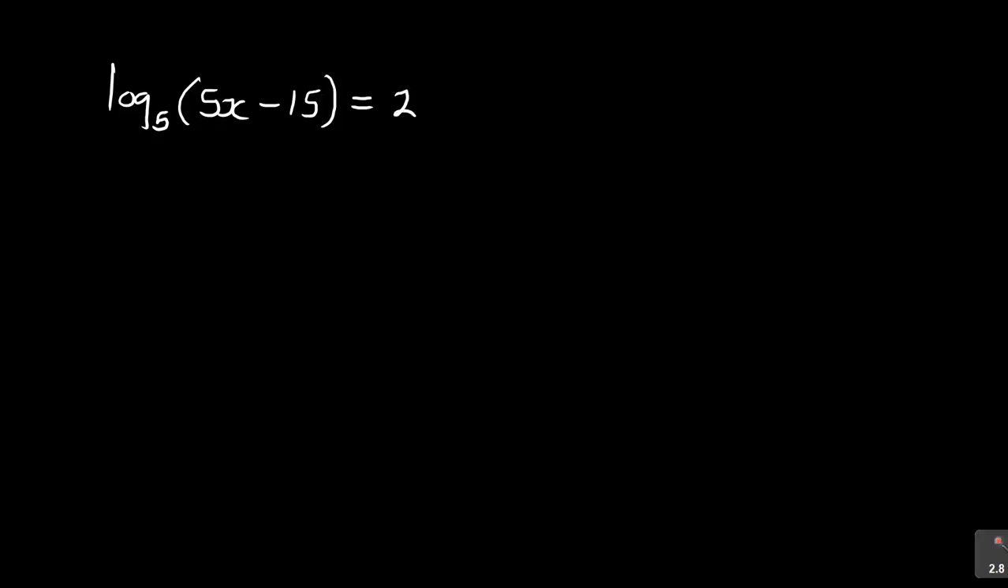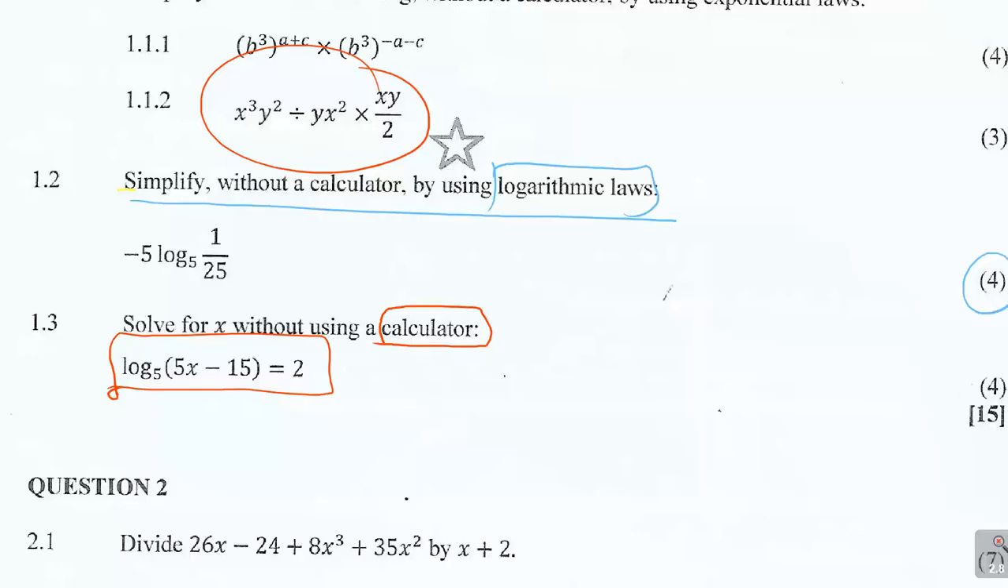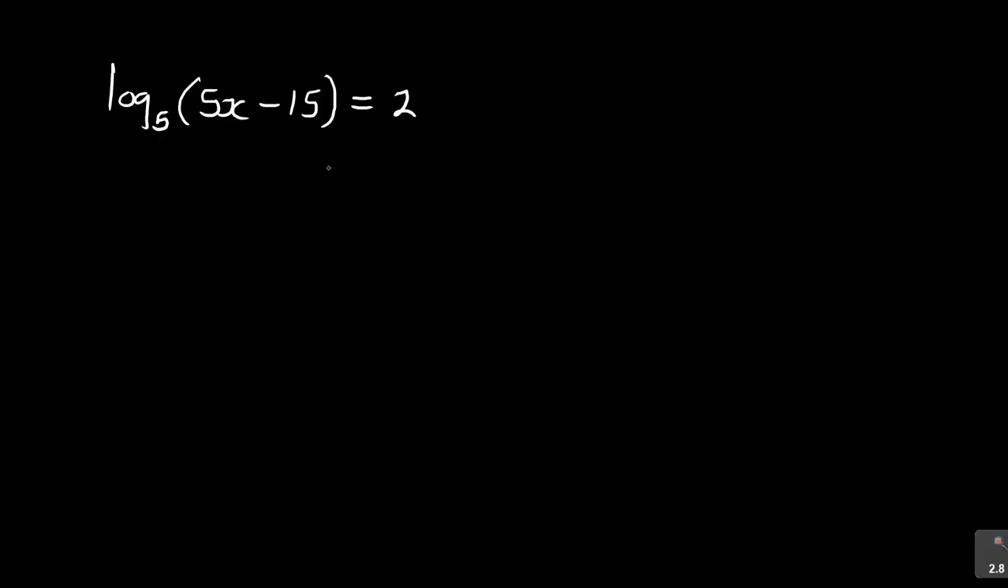So how many marks is this? It's 4 marks. So it's a good mark allocation. I mean 4 marks. Then in total you will have 15 marks. So how do you do that? It's the laws of exponential equations here.